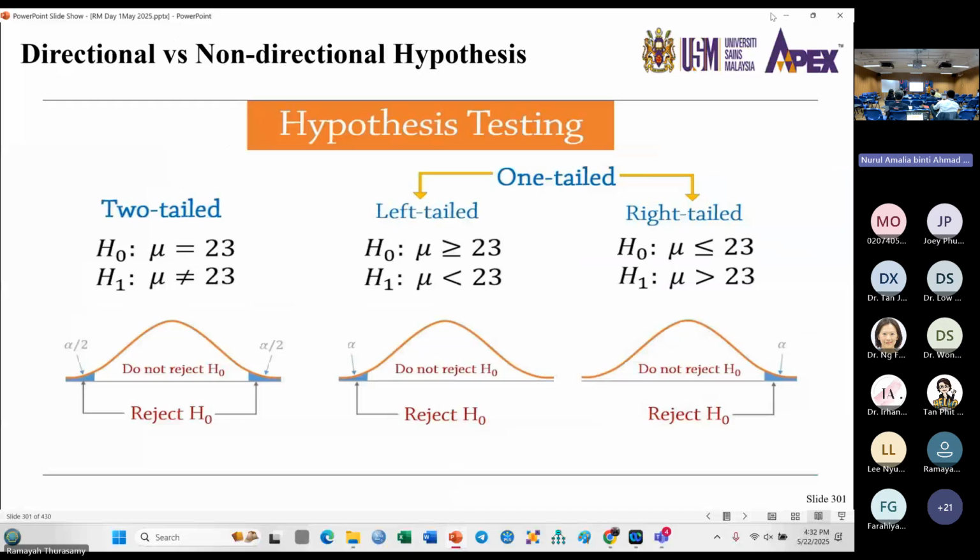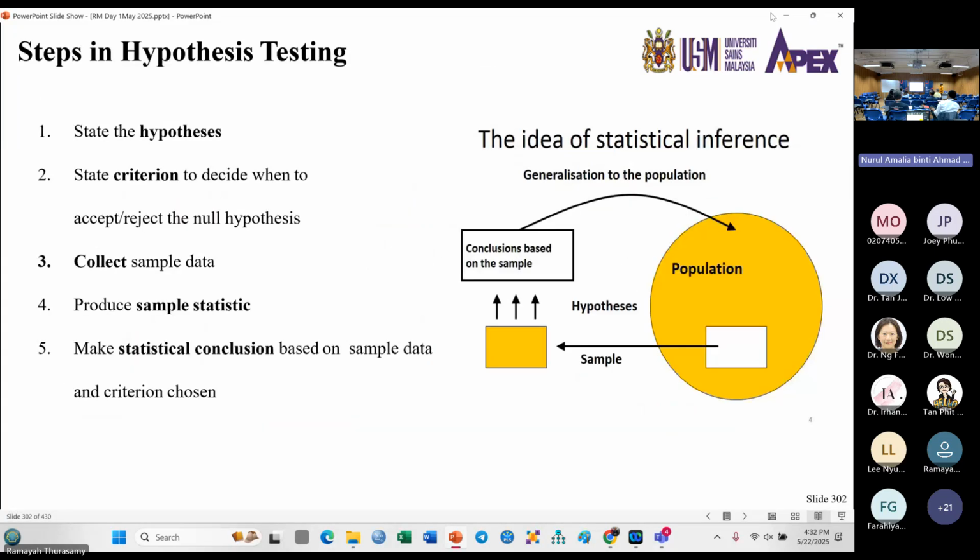So this is the difference. This is two tail. This is left tail, this is right tail. Left tail is negative relationship, smaller than. Right tail is positive relationship, bigger than. So we need to write this hypothesis upfront before we test. This is the idea of your statistical inference. First, we write the hypothesis. We state the criterion for accepting or rejecting, and then we collect the data sample, compute the sample statistic, and we will decide.